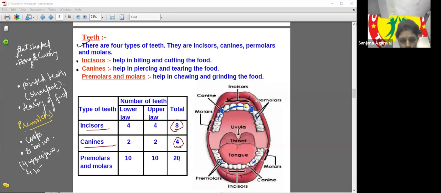4 upper jaw and 4 lower jaw. And the uses, they are used for chewing and grinding the food.